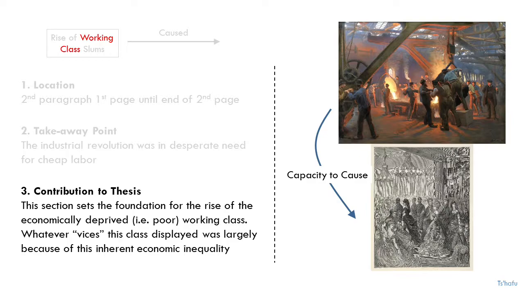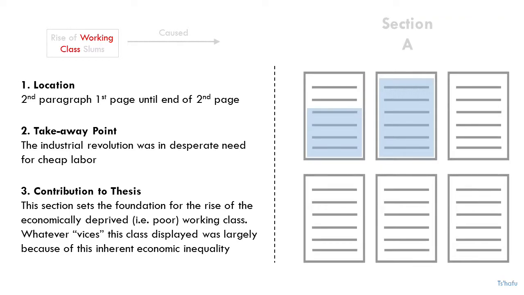Why? Because the way they were drawn into the urban centers was cheap labor. That is the primary catalyst, what is pushing people from the rural places into the urban places. So you can see already here, right? It's that cheap labor is critical for why we're starting to see these slums in the urban areas. So then here we have our section A: the location, the takeaway point, and the contribution. Now that we have this, let's move to section B.